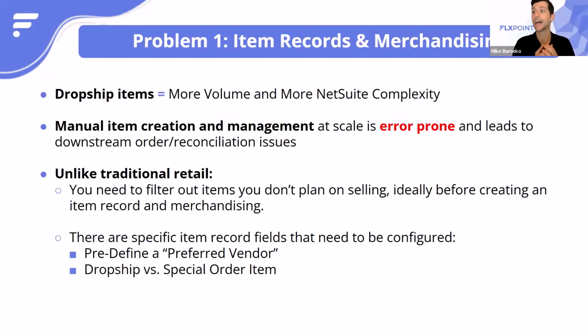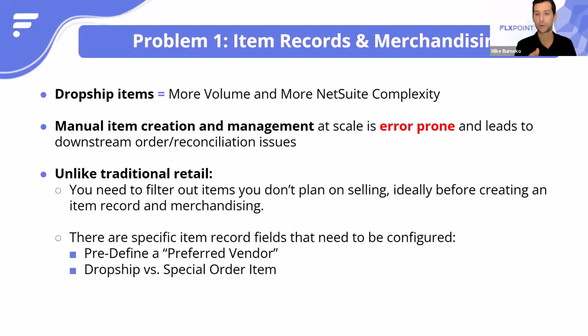Receiving an item into inventory for a special order item, versus never receiving an item into inventory for a dropship item, can have downstream effects on your general ledger. So being error prone is something we just can't handle with this massive volume of dropship SKUs. Obviously a big problem here is managing these item records and keeping them accurate. What we found, doing some sleuthing online and just setting this up ourselves, is that it can take 5 to 15, 20 minutes to create a single item record in NetSuite.